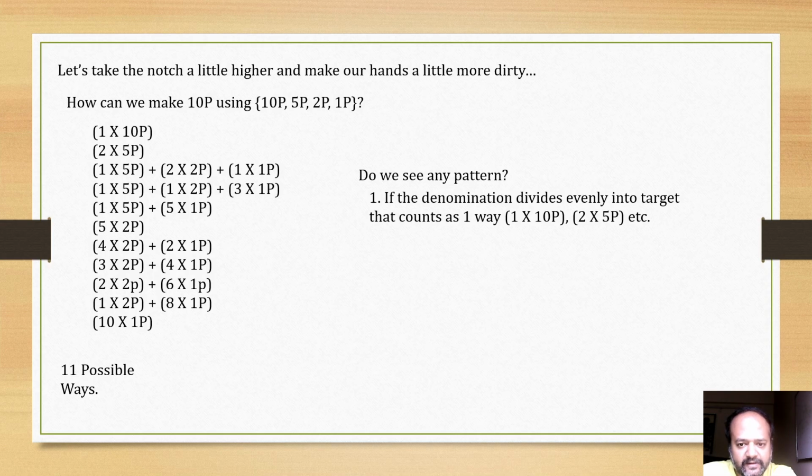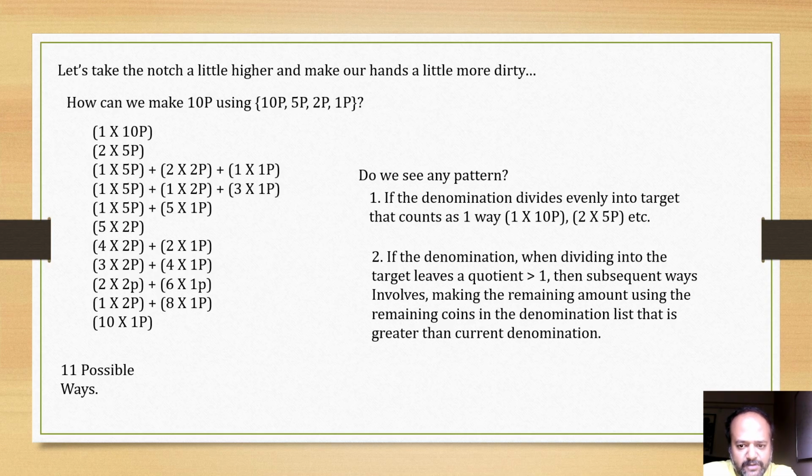What are the other patterns we see? If the denomination, when dividing into the target, leaves a quotient greater than 1, right? So consider 2 5 paisas. When 5 paisas gets divided into the target, it leaves a quotient of 2. So the subsequent ways involve making the remaining amount using the remaining coins in the denomination list that are greater than the current denomination. So let's take an example and see the second pattern, because once we take a deeper look at pattern 2, we would have solved this problem.